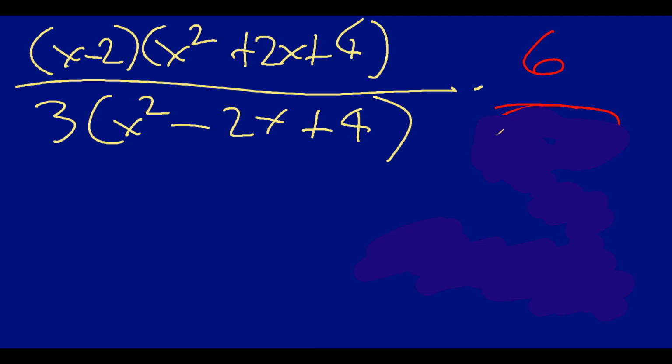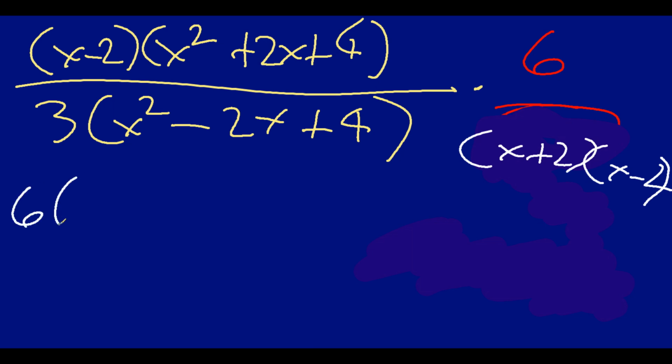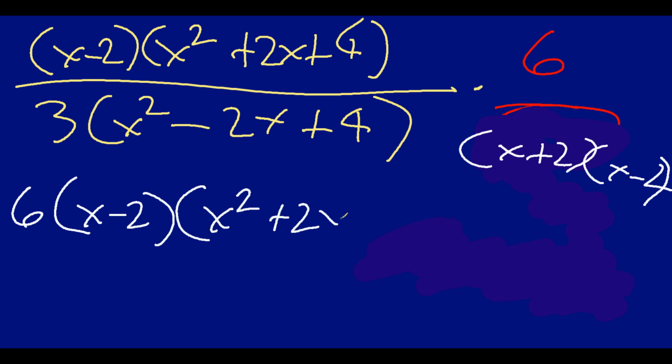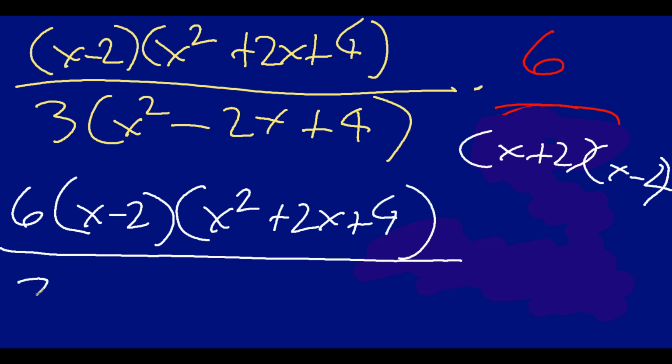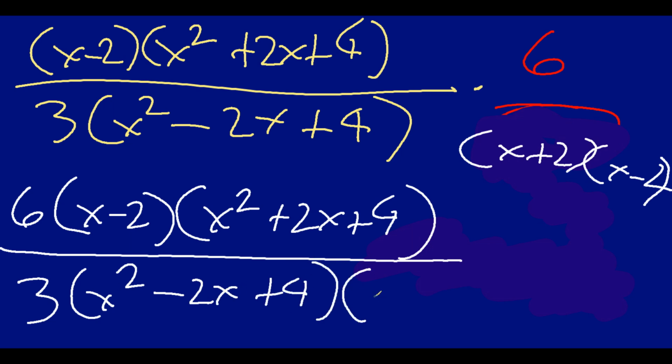And so let's see here. We've got x plus 2, x minus 2, and things are starting to work out nice and neat. Essentially what we have is the following. If I can make this as neat as possible, we have 6 in the front, x minus 2, x squared plus 2x plus 4, and then in the denominator, we have 3, x squared minus 2x plus 4, and then x plus 2, x minus 2.